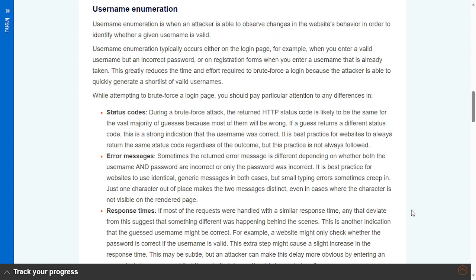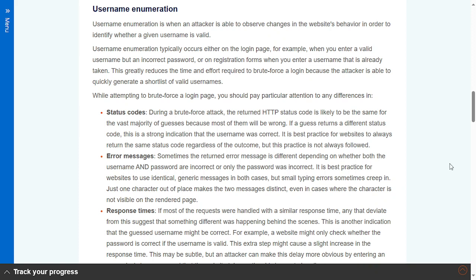Username enumeration. Username enumeration is when an attacker is able to observe changes in the website's behavior in order to identify whether a given username is valid. Username enumeration typically occurs either on the login page, for example, when you enter a valid username but an incorrect password, or on registration forms when you enter a username that is already taken. This greatly reduces the time and effort required to brute force a login because the attacker is able to quickly generate a short list of valid usernames.